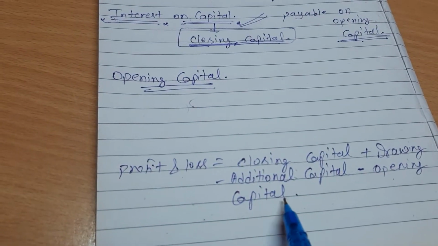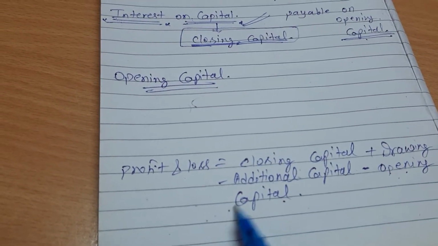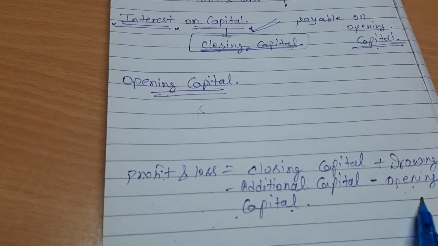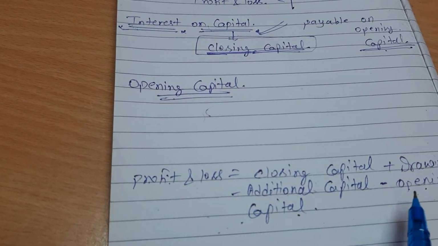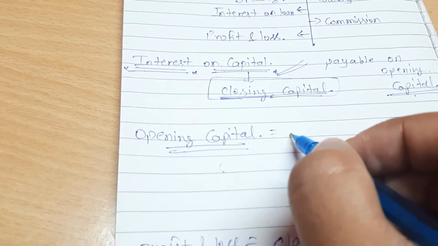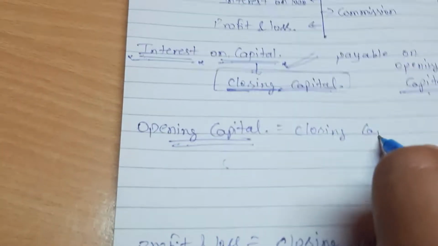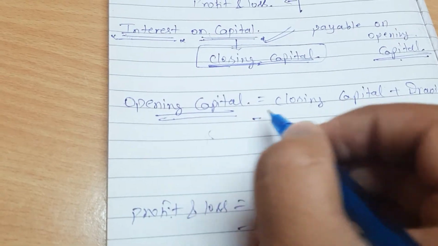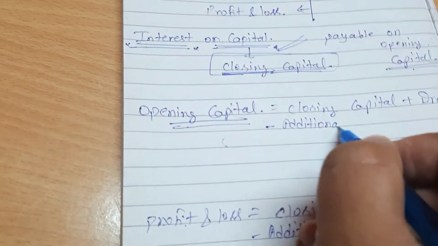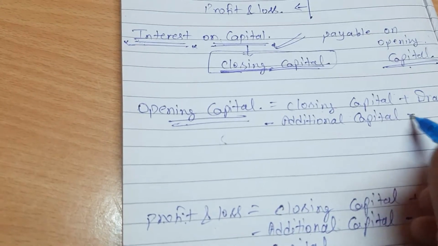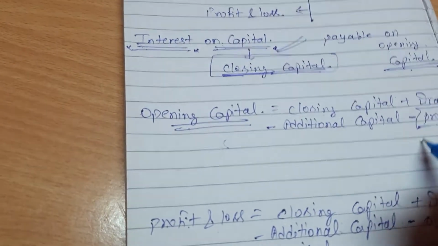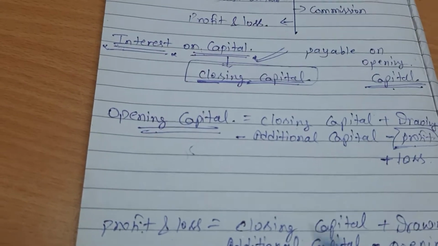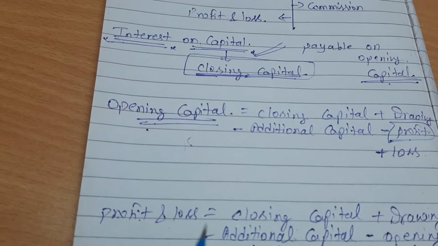Now what you have to do, you just have to interchange this. Minus opening capital will be transferred to the left side, so it becomes positive opening capital, and this profit will be transferred to the right side. So this profit is positive at this side, so it will become negative. So the formula will be: opening capital equals closing capital plus drawing minus additional capital minus profit. Or if there is loss, then instead of minus you have to plus that loss. So this is the formula which we will use for calculating the opening capital.